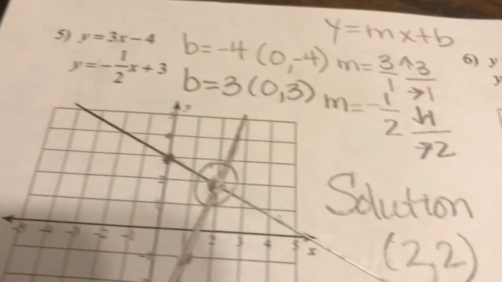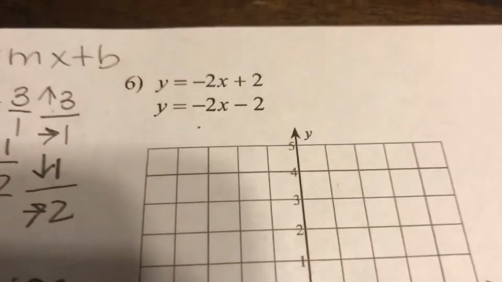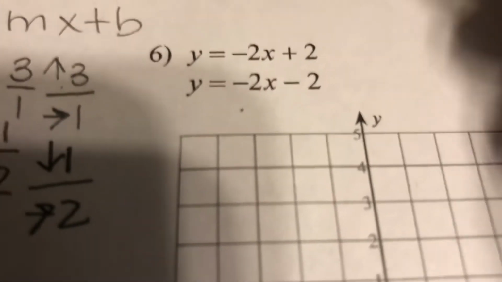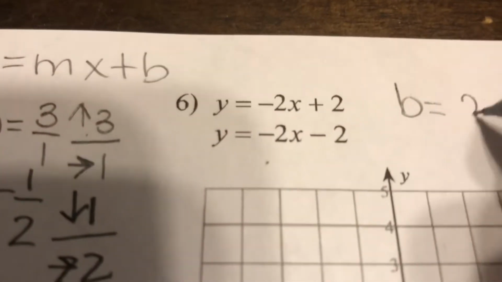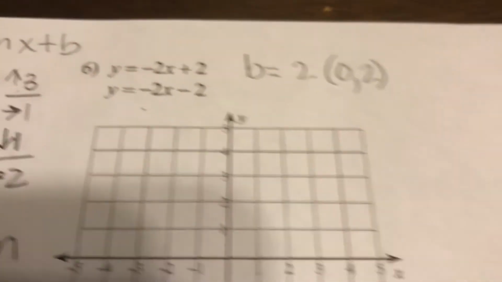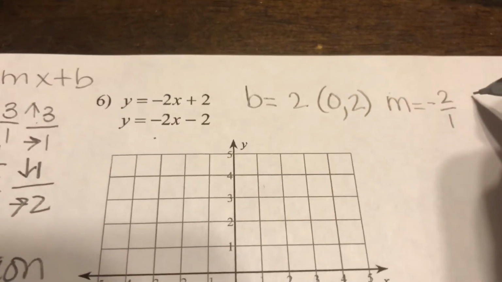Okay, so let's take a look at this one. Number 6, it's set up in slope-intercept form also, so we don't have to do anything special. Y is equal to negative 2x plus 2. So I see that my b for the first one is 2. So that means I have a point at 0, 2 because that's my y-intercept. And I see that my slope is negative 2. So that means it's negative 2 over 1.